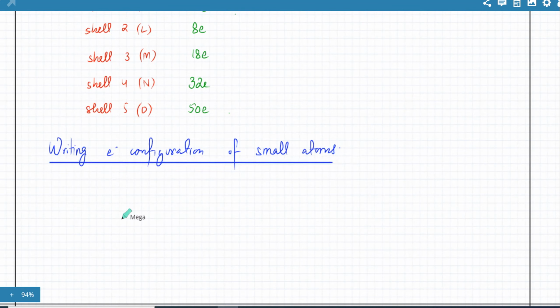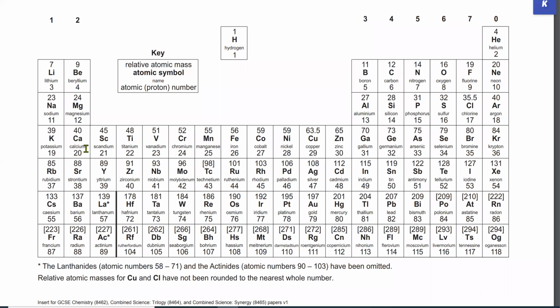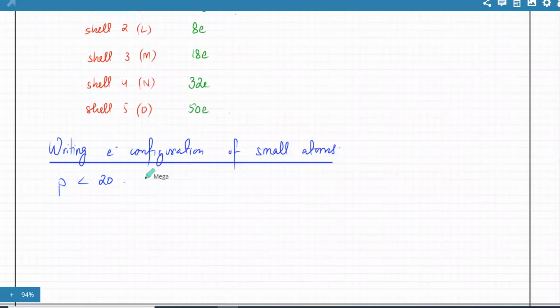When I say small atoms, I'm basically talking about atoms that have proton numbers less than 20. What I'm going to teach you only applies to atoms that have proton numbers less than 20, which means up till calcium. Whatever we're learning right now, how to draw the structure of the atom, you'll start off with hydrogen and you can only apply it till calcium. After that, you have big atoms. For that, we're going to learn something else, how to write the electronic configuration of bigger atoms.